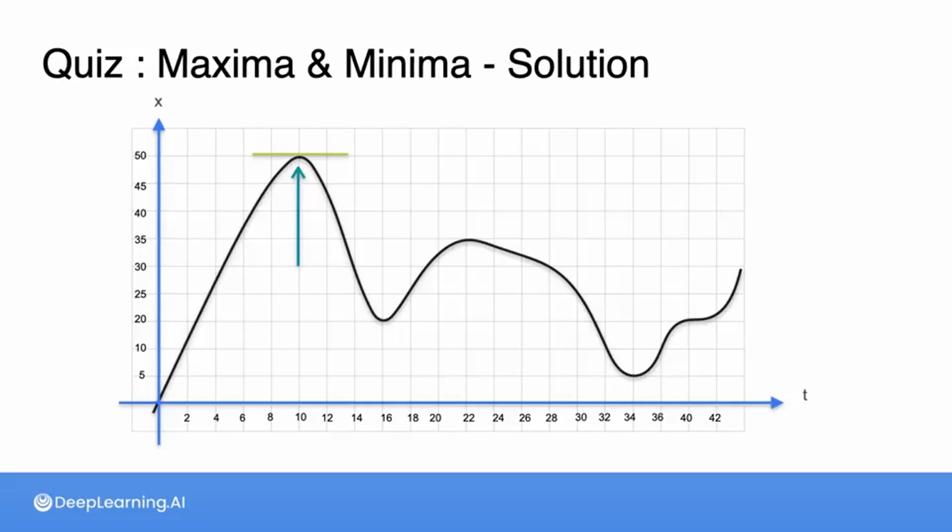That means if you want to find the maximum or the minimum in a function, it occurs at one of the points where the derivative is 0. Or in other words, where the tangent line is horizontal.